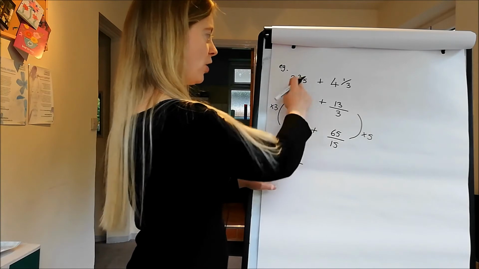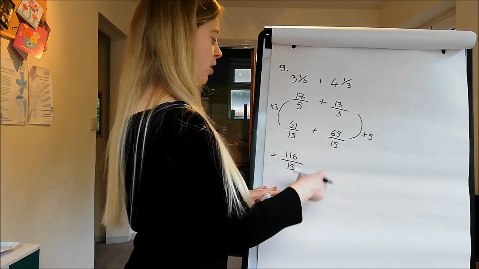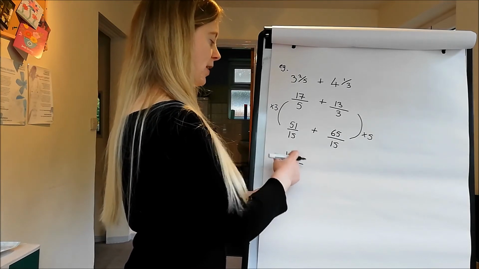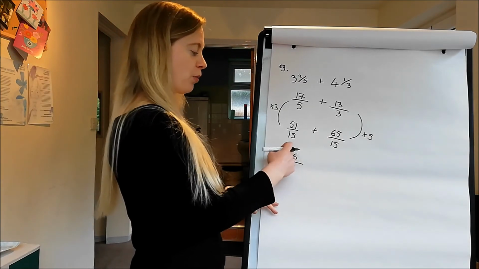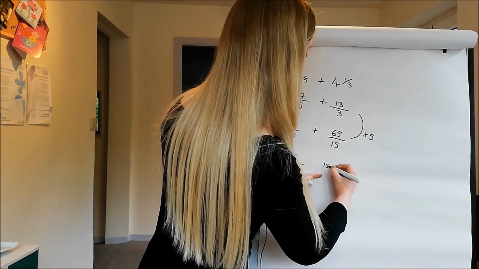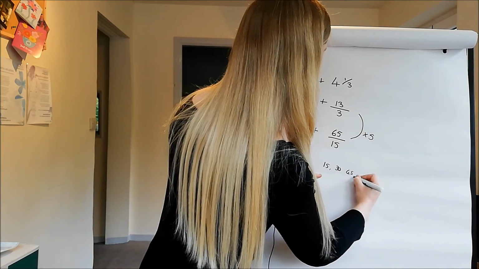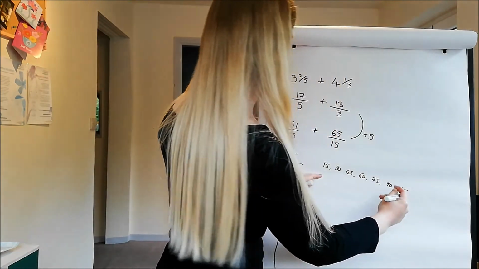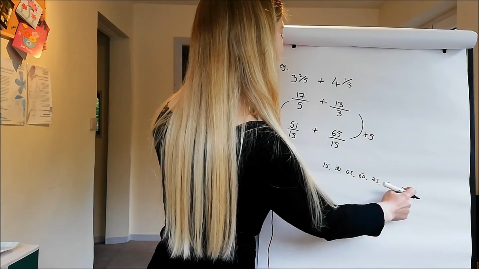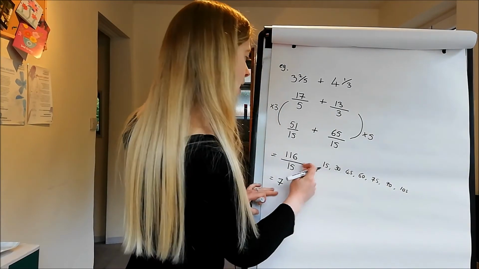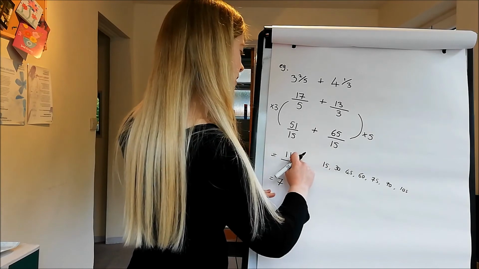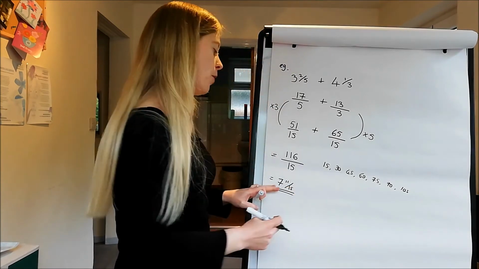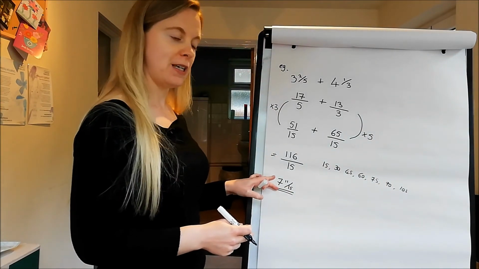Now, usually a question like that would say giving your answer as a mixed number. So I then need to work out how many times 15 goes into 116 so I can convert this improper fraction back into a mixed number. So 15, 30, 45, 60, 75, 90, 105. So 1, 2, 3, 4, 5, 6, 7 full ones. And then to get from 105 to 116, I'd have to add 11 on, so my final answer would be 7 and 11/15. All right.